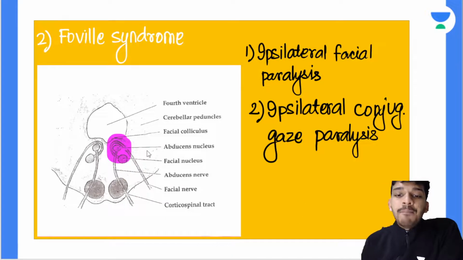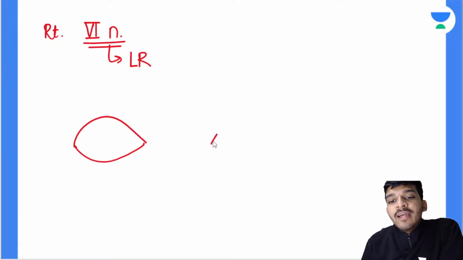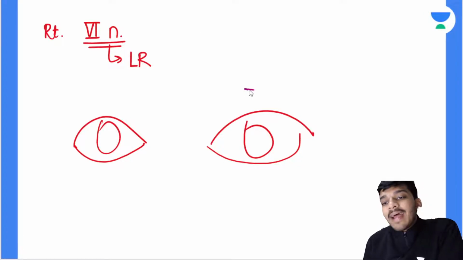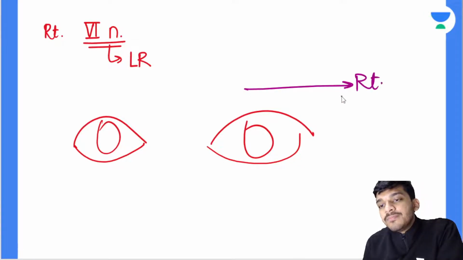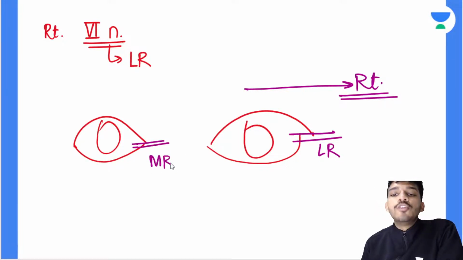For example, you have damage to the right side of the sixth nucleus. The sixth cranial nerve supplies the lateral rectus. Let's say this is the left eye, this is the right eye. Now, to look to the right side, you will use the lateral rectus of the right side and the medial rectus of the left side. This is called conjugate gaze.